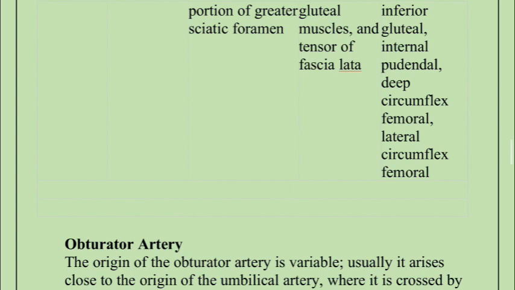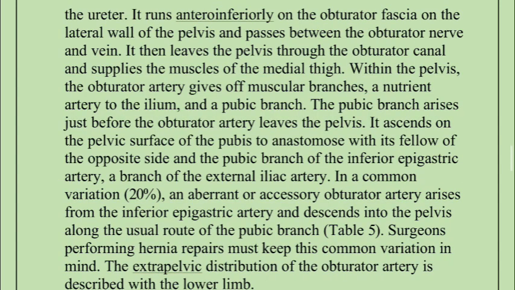The origin of the obturator artery is actually variable, but usually it arises close to the origin of the umbilical artery, where it is crossed by the ureter. The obturator artery runs anterior-inferiorly on the obturator fascia on the lateral wall of the pelvis, and it passes between the obturator nerve and vein. The obturator artery then leaves the pelvis through the obturator canal and supplies the muscles of the medial part of the thigh. You must know that within the pelvis, the obturator artery gives off muscular branches.